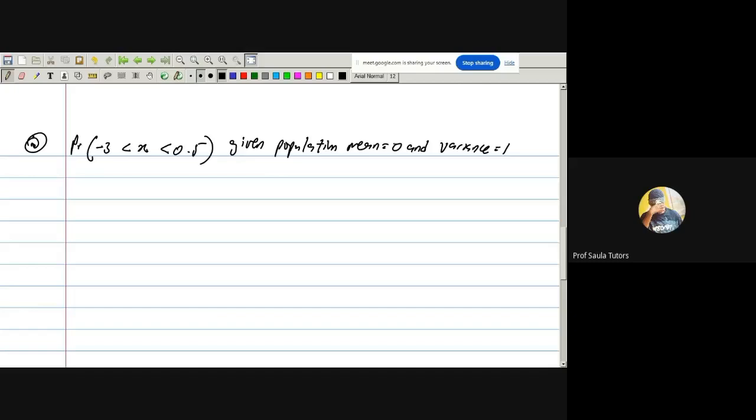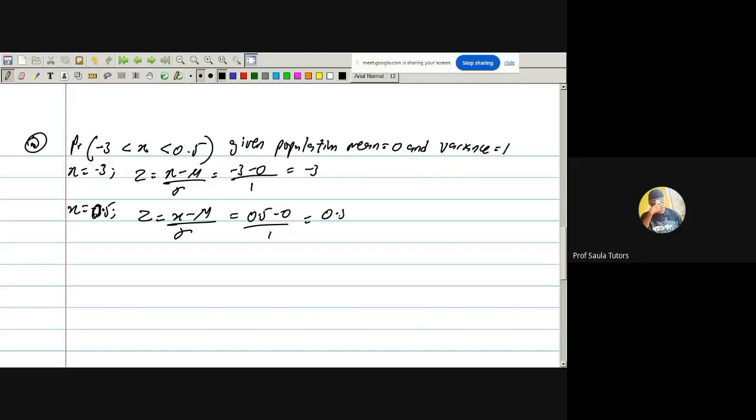Let's go. What do we do first? The first thing is that you need to change it to standard form. For x equal to minus 3, your standard form is z equals x minus mu over standard deviation, so minus 3 minus 0 over standard deviation. Remember, the variance is 1, so the standard deviation is also 1. That gives minus 3. For the other one, 0.5 minus 0 all over 1, and that will give me 0.5.